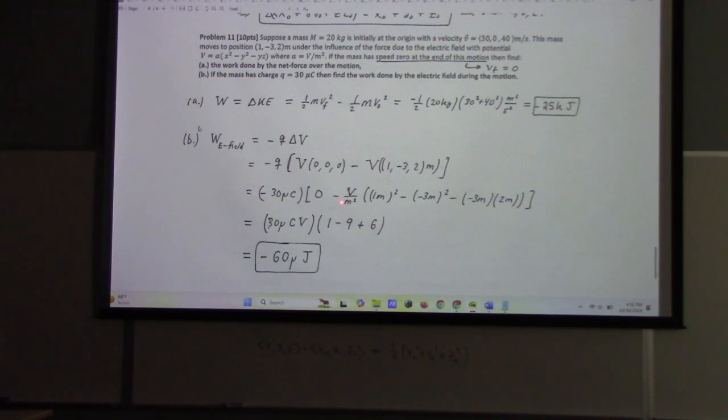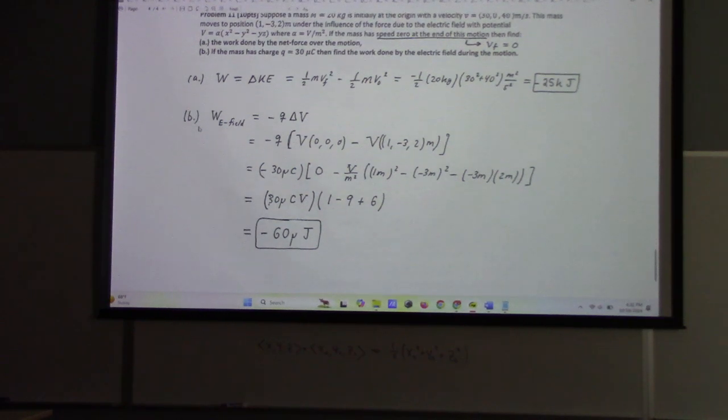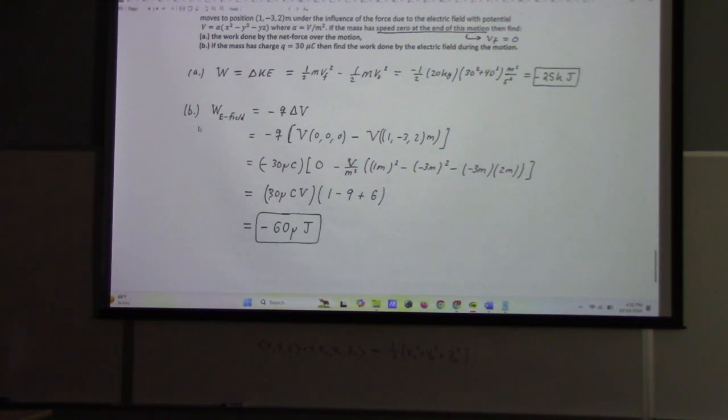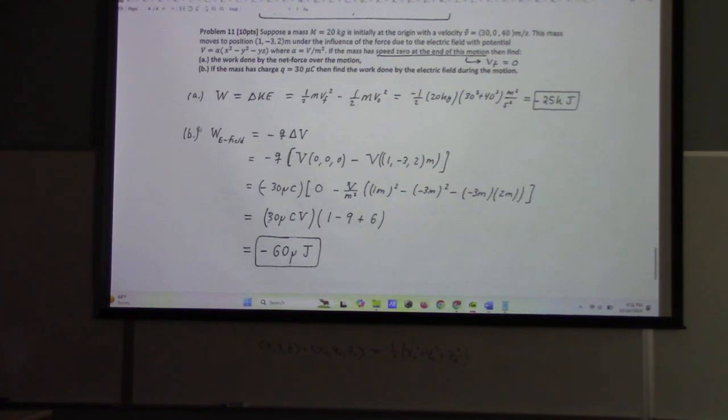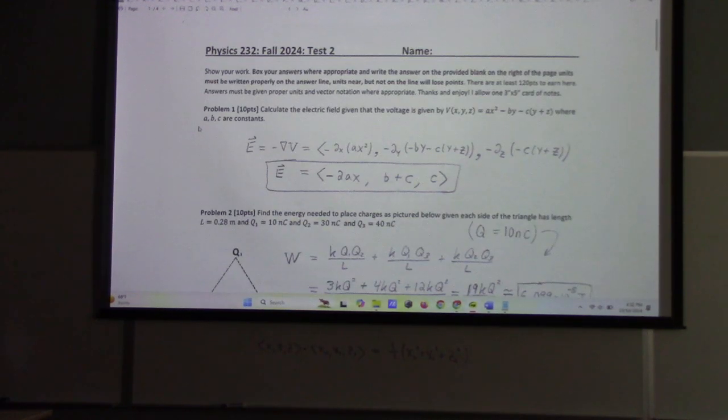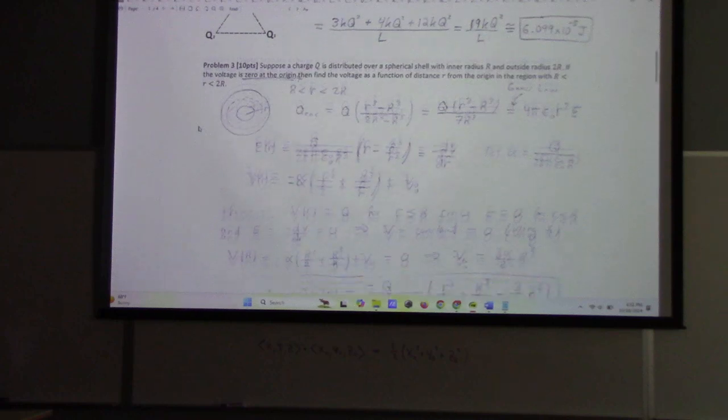So the alpha is just a dimensional multiplier, and so we end up with 1 minus 9 plus 6, which is otherwise known as minus 2. Minus 2 times 30 is minus 60, so we get minus 60 microjoules, which not many people got. That's unfortunate, because that actually wasn't that hard, it just looks scary, I guess. And you guys were out of time. I get it. But I hope you can see that every problem on this test was very much within your grasp, perhaps except for problem 3.